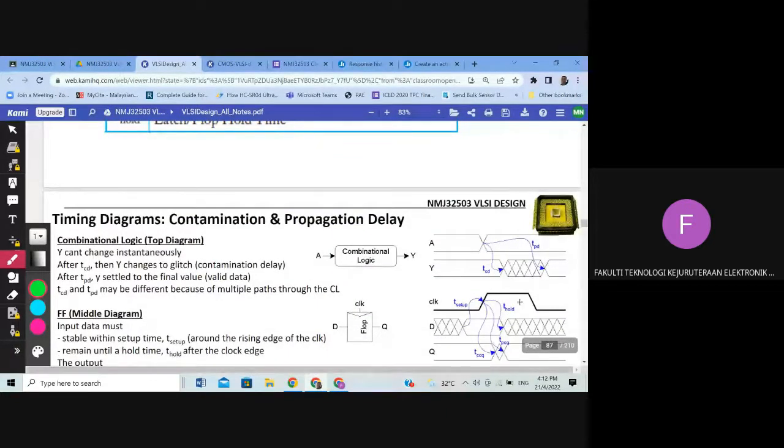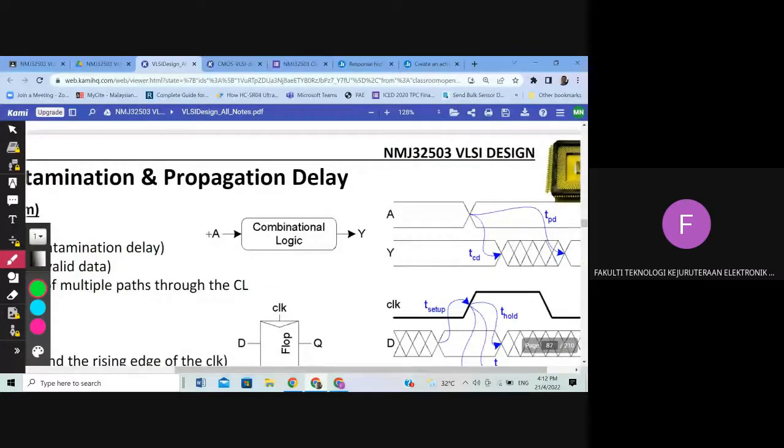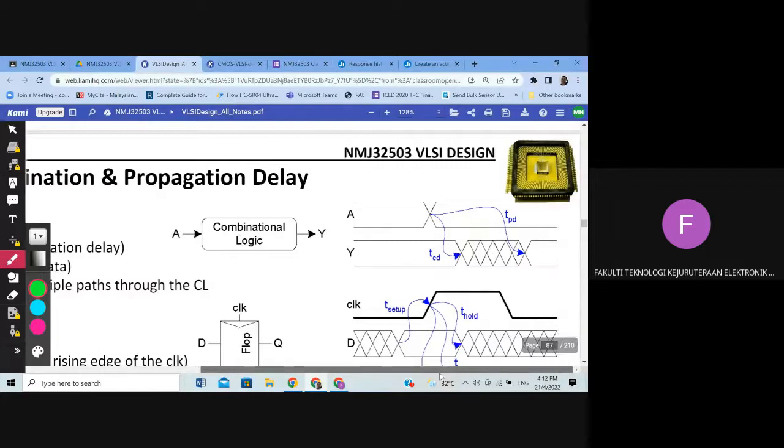So this is your timing diagram. This is the input of a combinational logic, and then Y is the output of the combinational logic. From A to the output, there is an initial output change. So this is actually an output, and this is what we call invalid data, and this is a valid output data.